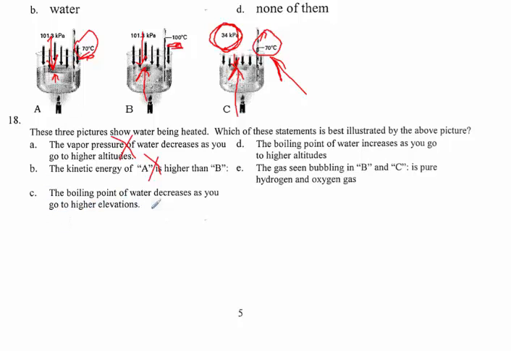The boiling point of water decreases as you go to higher elevations. That one actually looks correct. But let's double check here. The boiling point of water increases as you go higher. No, that's wrong. And the gas is not, no, that's wrong. The answer is C. There you go. That's how you do it.